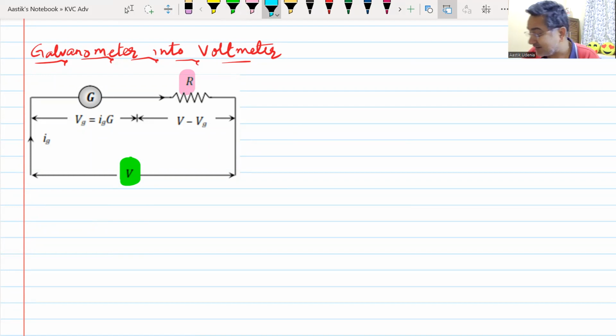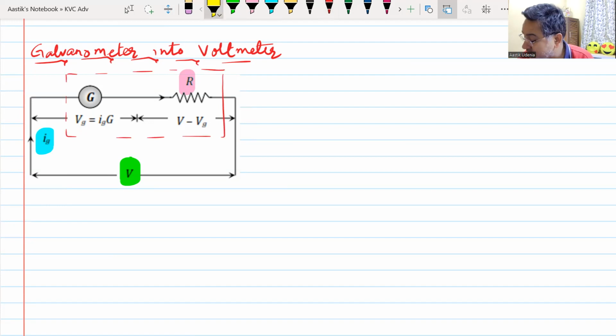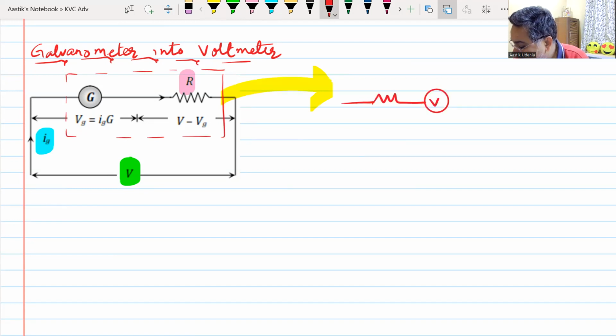When the voltmeter is measuring the maximum voltage, the current through the galvanometer is Ig. Do we understand this? This entire thing now becomes your voltmeter. Do we understand? Yes, sir. And you can write this entire thing like this. This is the R equivalent. And how much will be the R equivalent in this case? R plus G.